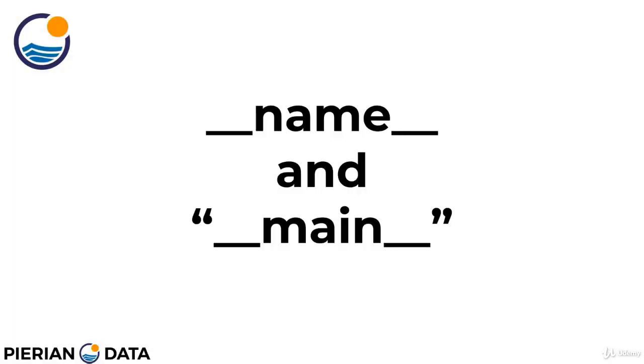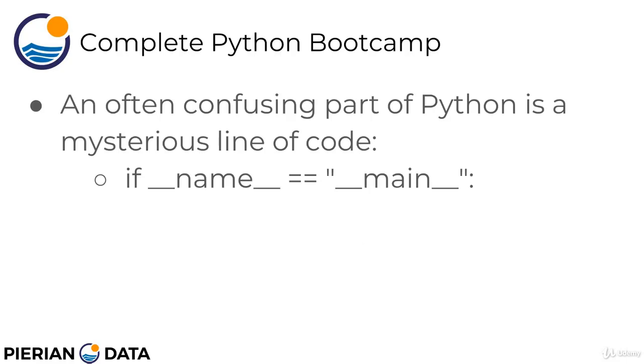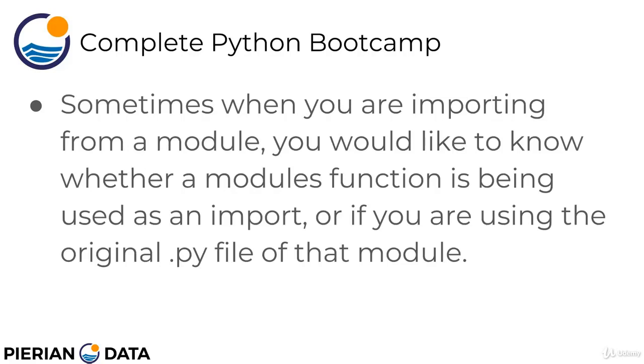To finish off this section of the course, I want to discuss these two ideas of __name__ and the string "__main__". An often confusing part of Python is when you start looking at larger .py scripts that you haven't written yourself, you often see at the very bottom this mysterious line of code that says if __name__ is equal to the string "__main__" colon, and then there's a block of code to be executed. The whole idea behind that line of code is that when you're importing from a module, you would like to know whether a module's function is being used as an import or whether you're using the original .py file of that module.